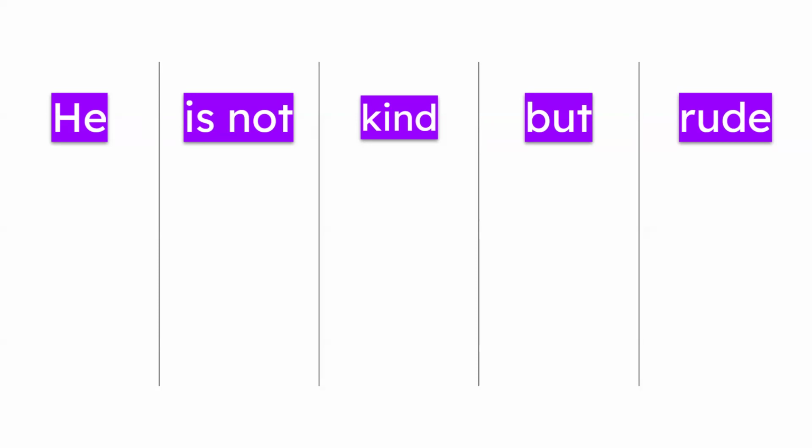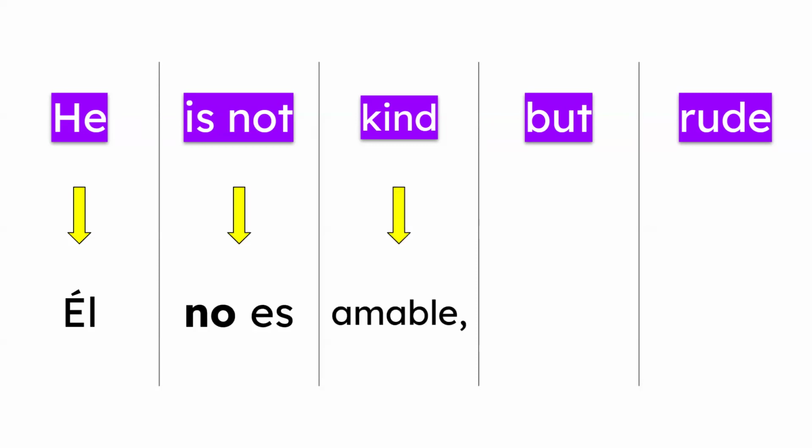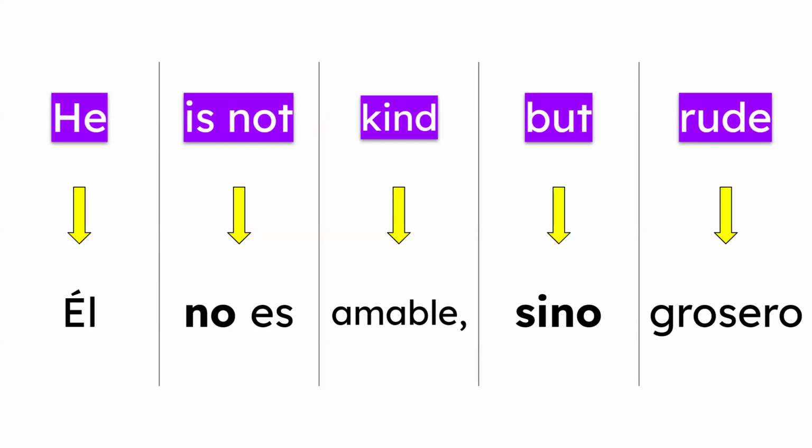So he's not kind. Do you remember how to say kind? It was amable. That's right. So, él, and since amable is a trait, we use ser. Él no es amable. Él no es amable, sino grosero. That's right. Él no es amable, sino grosero.